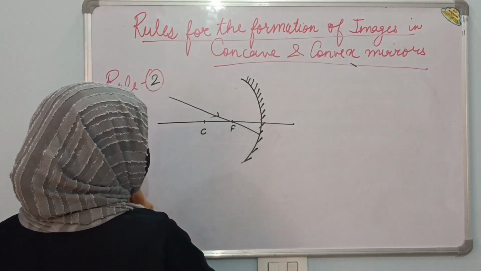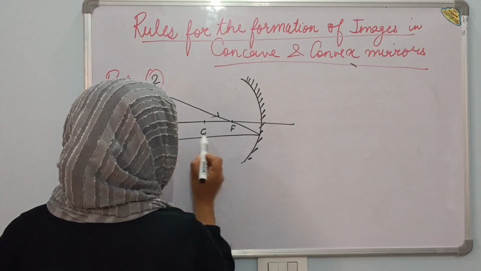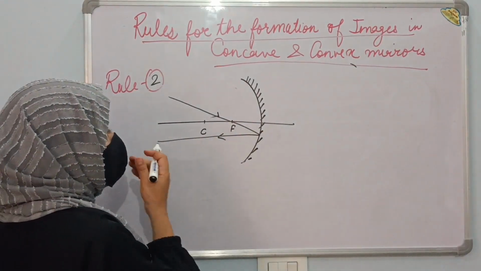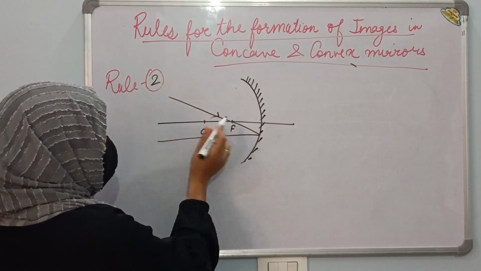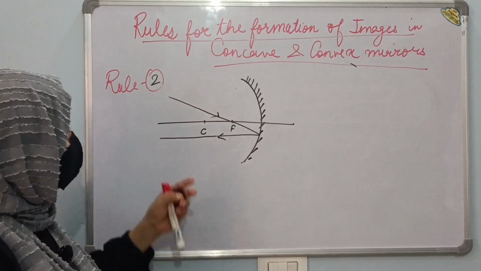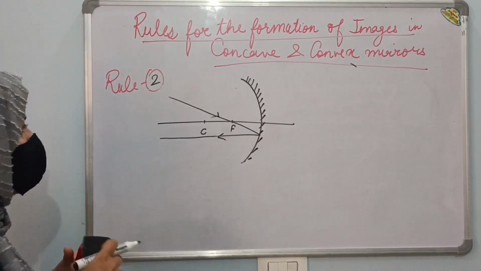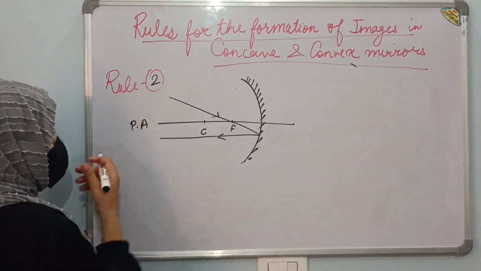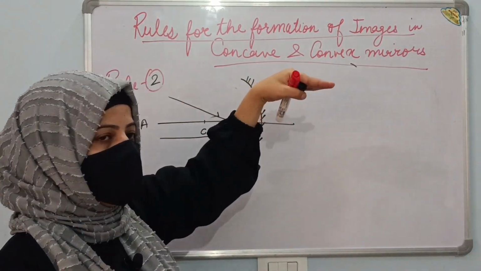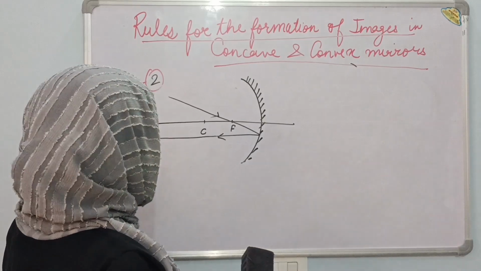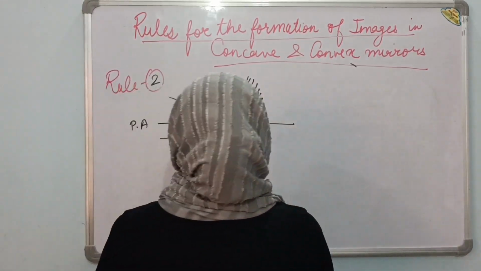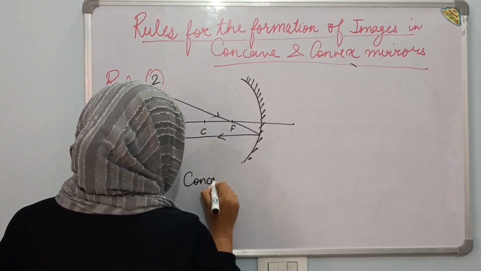If it is passing through the focus, अगर फोकस से आ रहा है तो क्या हो जाएगा, it will reflect parallel. उसका जो रिफ्लेक्शन होगा it will be exactly, I have not drawn it very exactly parallel, just please ignore it, but it is parallel to the principal axis. This is our principal axis. So isn't this the reverse of rule 1? Rule 1 क्या था कि अगर parallel आ रहा है तो focus से cross करेगा, लेकिन यहाँ क्या है, अगर focus से cross कर रहा है तो parallelly it will emerge out. Okay, now this one was for the concave mirror.